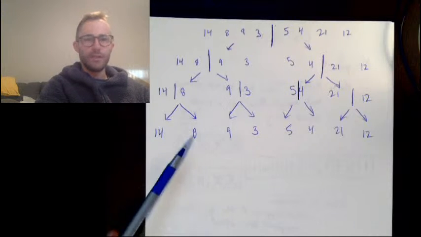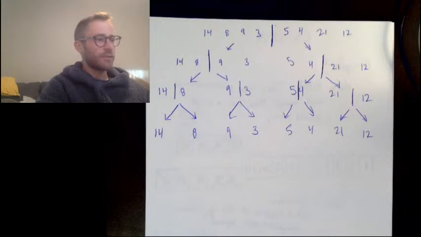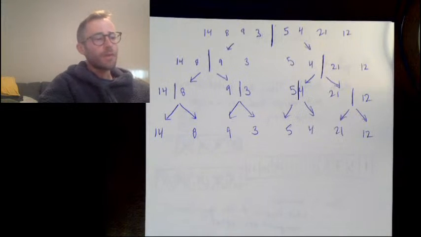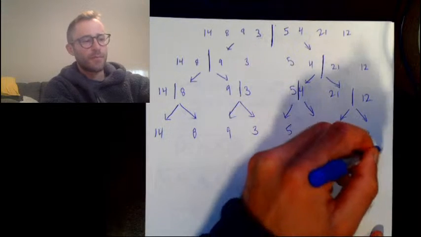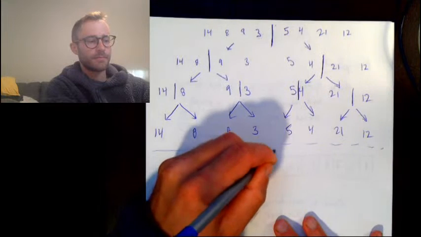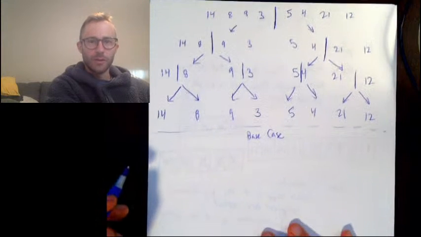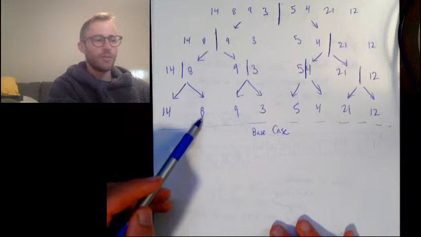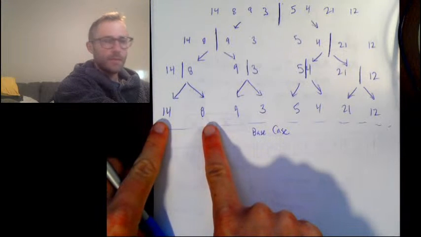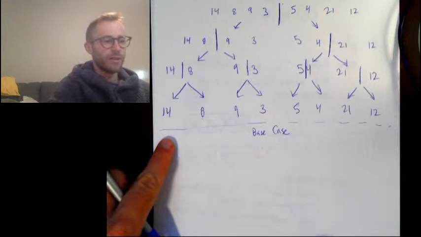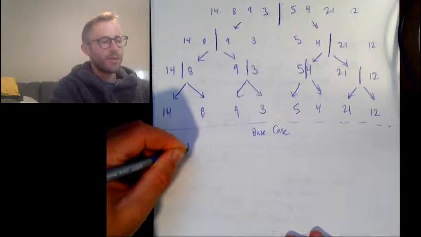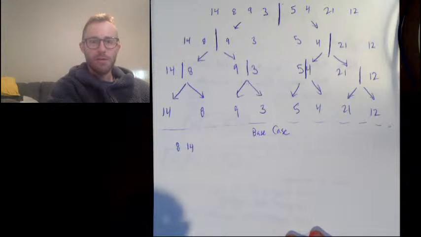Okay, and so you need to start to merge them back together. So right here we got to the base case. So now what we're going to do is we're going to merge all these back together. So now we have to merge 8 with 14. So I compare 8 to 14, and I say 8 is smaller than 14. So now I have the array 8, 14.